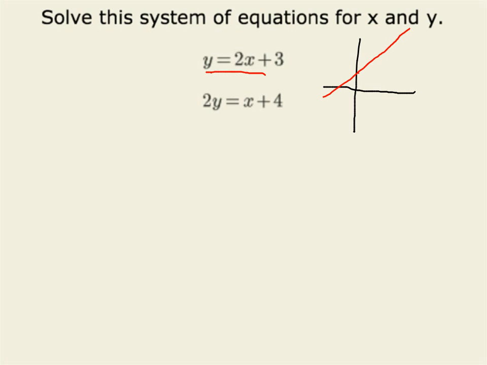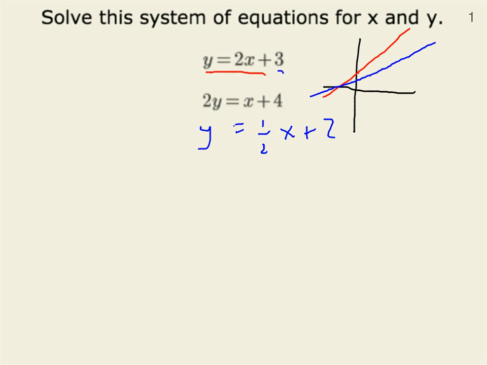The second line, if I wanted to do the same sort of analysis, I might first solve for y. If we divide through by 2, we get y equals 1/2 x plus 2. So this has a y-intercept of 2, which is a little lower than 3, and a slope of 1/2, so it doesn't climb as fast. So it's going to look something more like this.